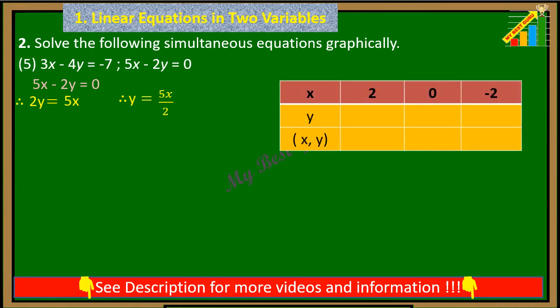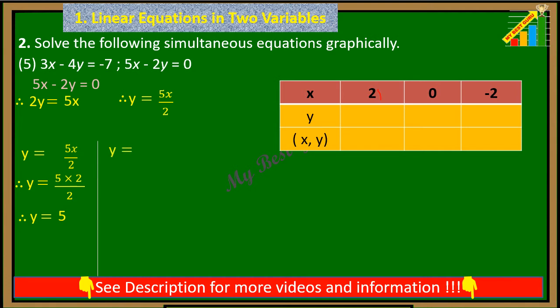Now we will put the values of x as 2, 0 and minus 2 in the equation. y is equal to 5x divided by 2. In the place of x, firstly we will put 2. So y is equal to 5 multiplied by 2 divided by 2. 5 multiplied by 2 is 10, divided by 2. 10 divided by 2 is 5.